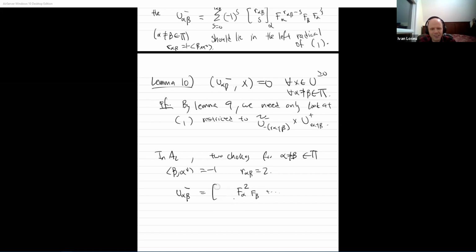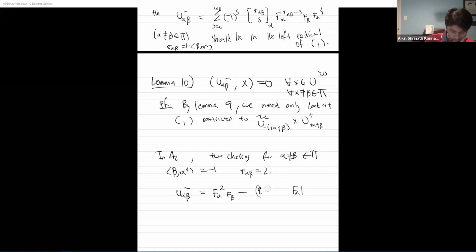So let's just write it as such. It's F alpha squared F beta minus the quantum 2 times F alpha F beta F alpha plus F beta F alpha squared. It doesn't matter which root because both roots are the same. The coefficient is quantum 2; in the usual Serre relation we would have 2, so it's just quantum 2.